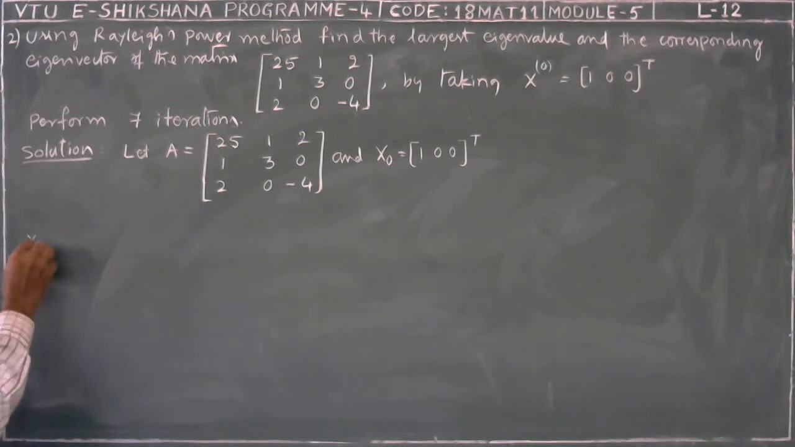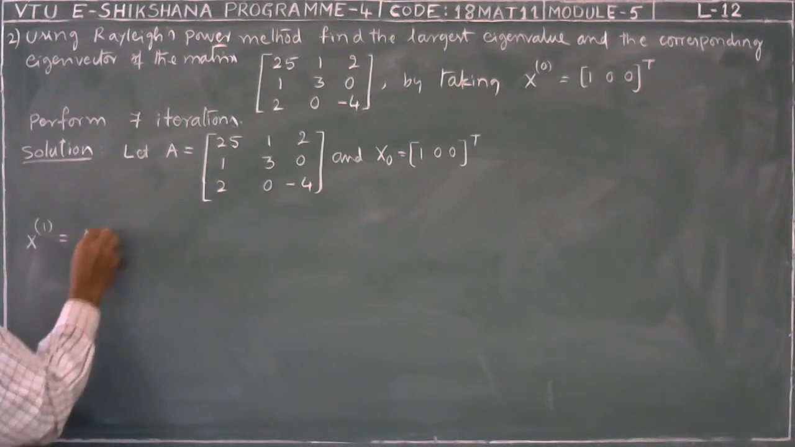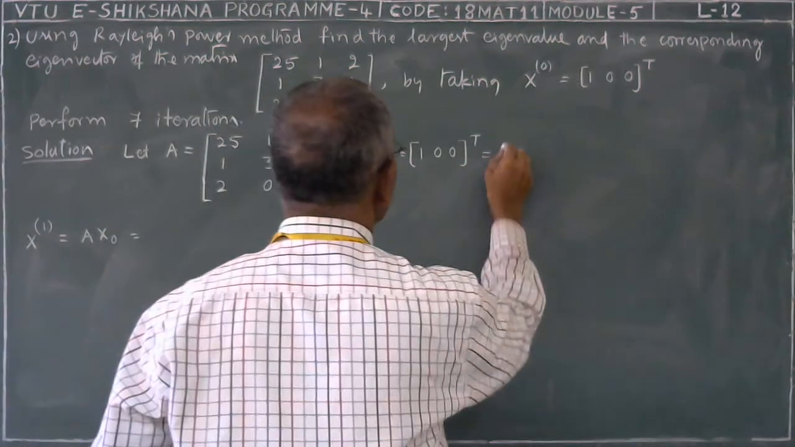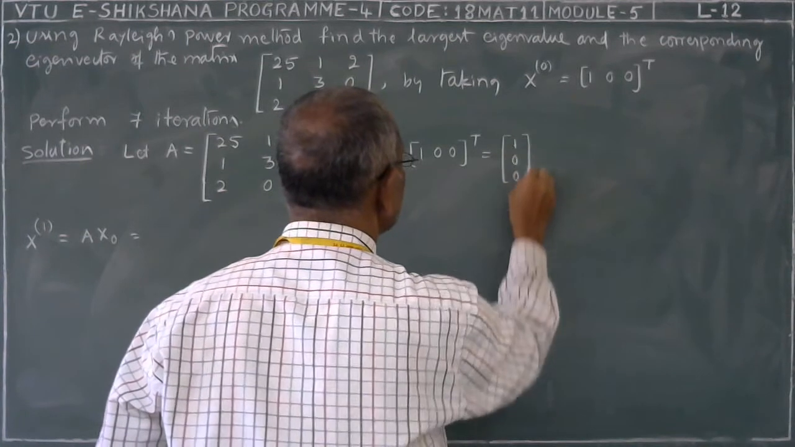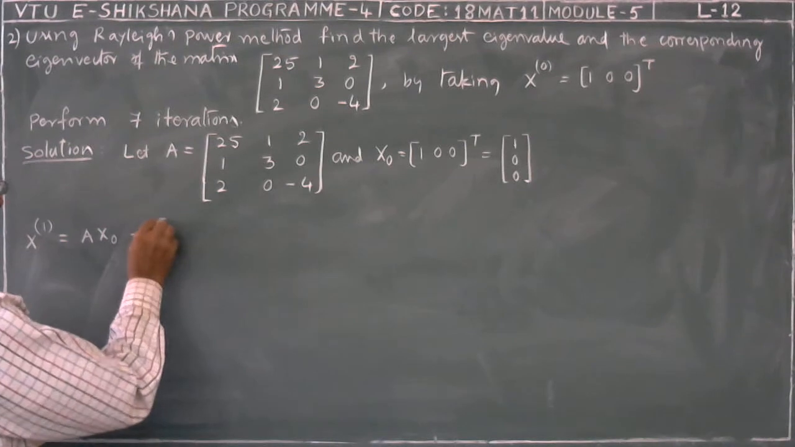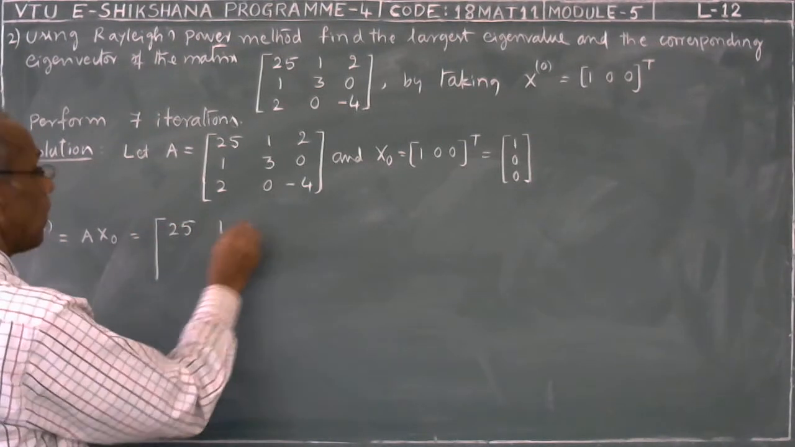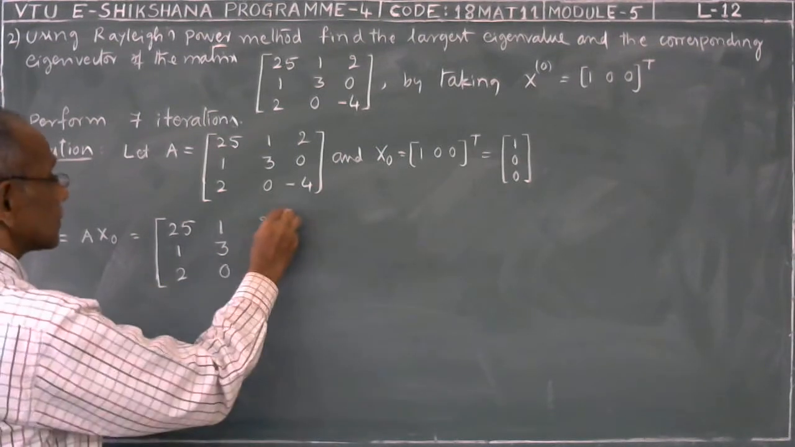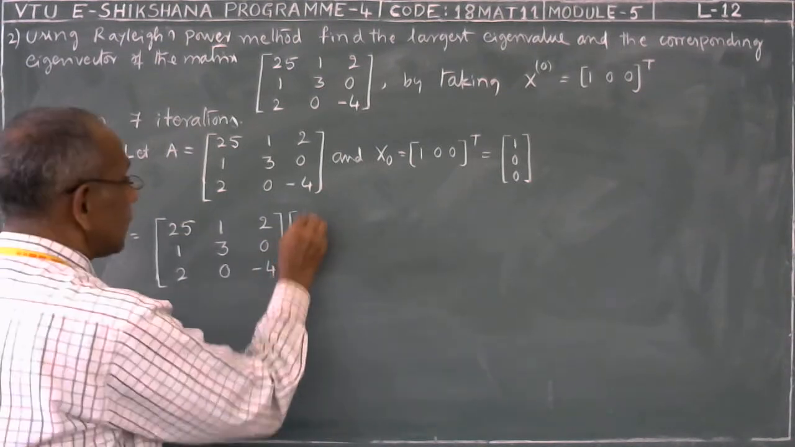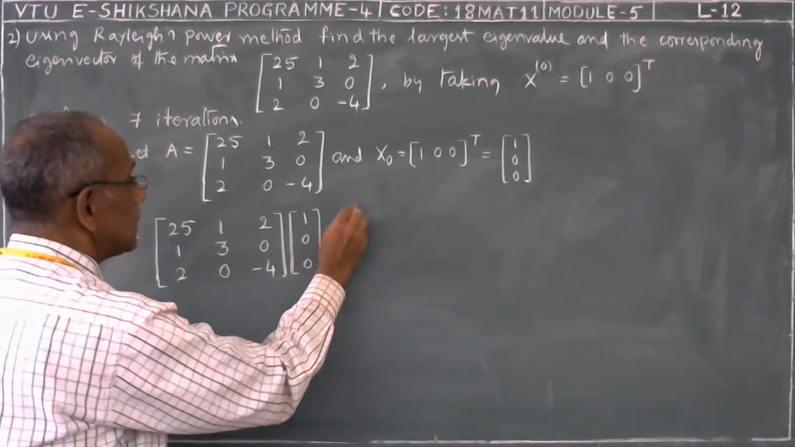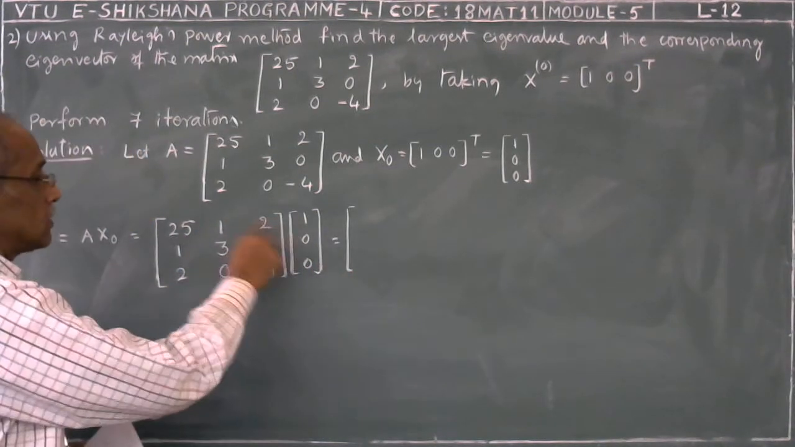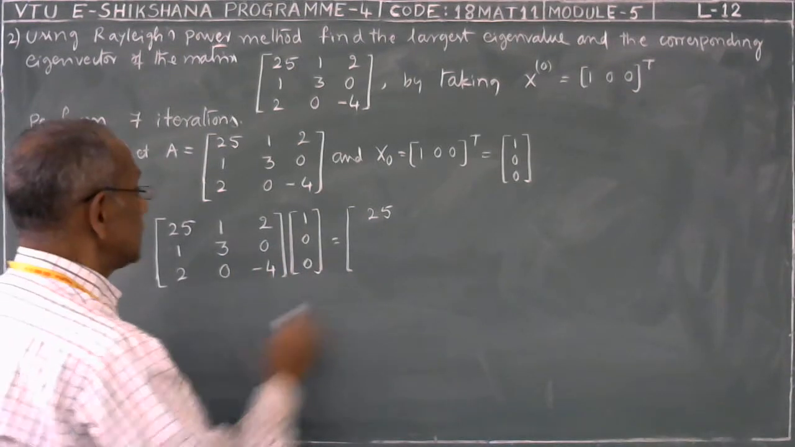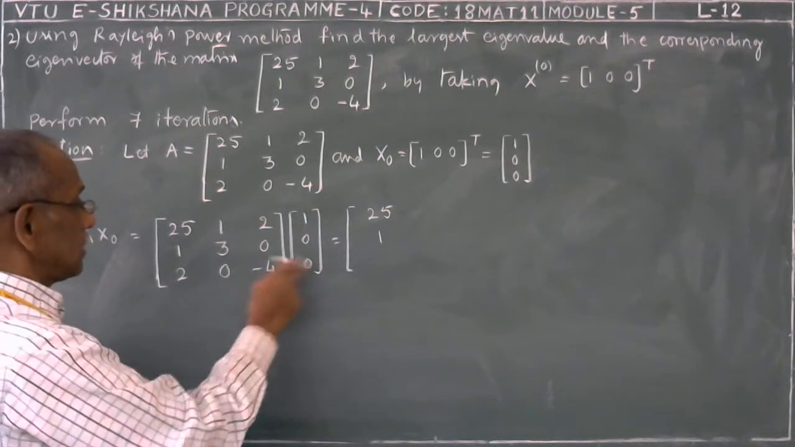Now let me compute the first iteration, x1, with the multiplication of A with x0. x0 transpose means 1, 0, 0. So A is this matrix 25, 1, 2, 1, 3, 0, 2, 0, minus 4, with 1, 0, 0. So 25 into 1 plus 1 into 0 plus 2 into 0, this is 25. 1 into 1 plus 3 into 0 plus 0 into 0, that is 1. Then similarly 2 into 1 plus 0 plus 0, this is 2.